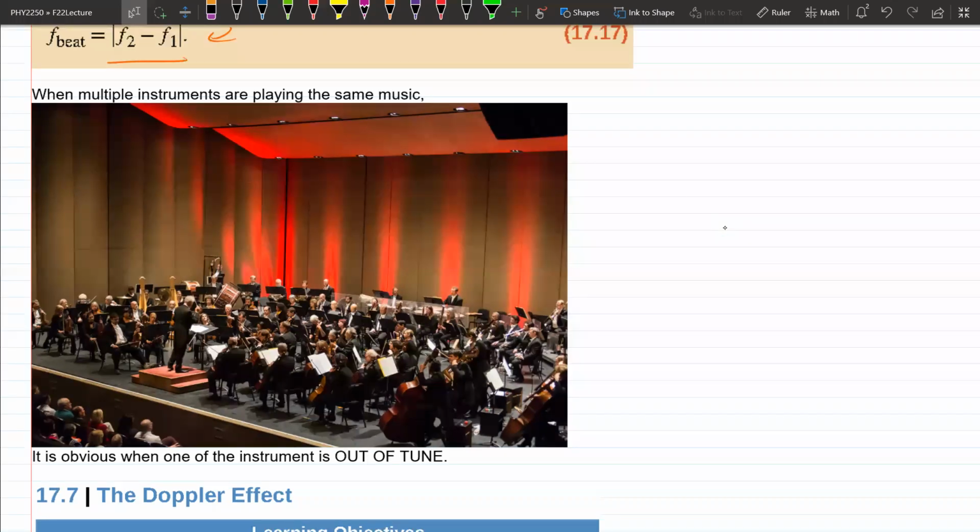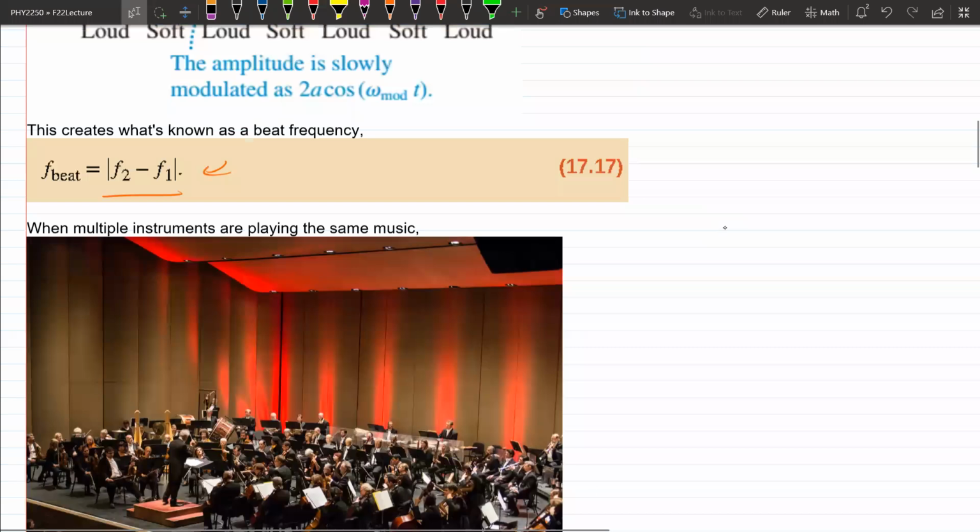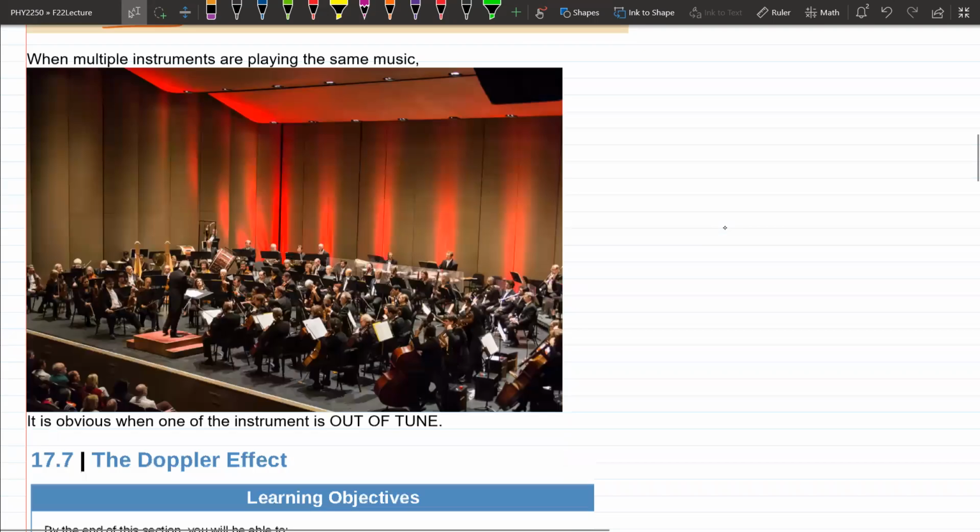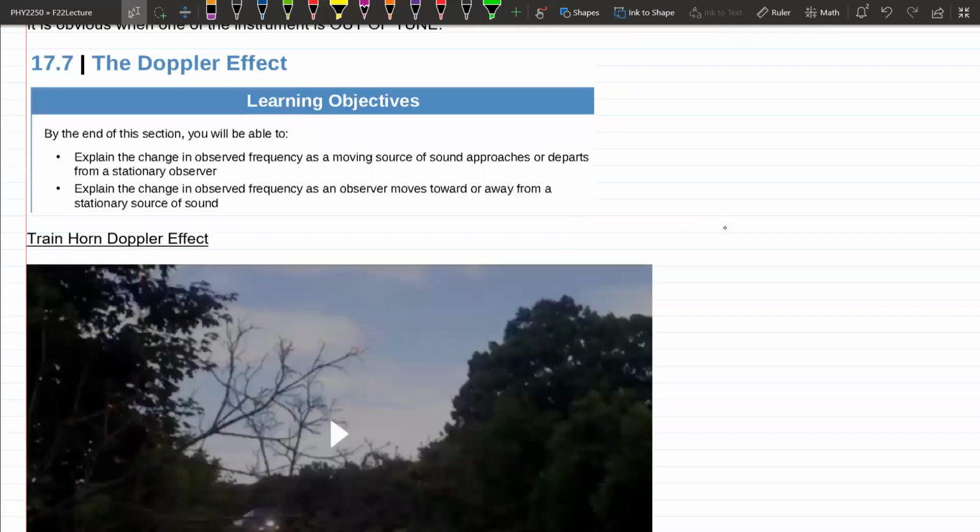Okay, but the end question is that's how you calculate the beat frequency. Any questions about this section? Okay, good. The last section we'll cover for this class is the Doppler effect.